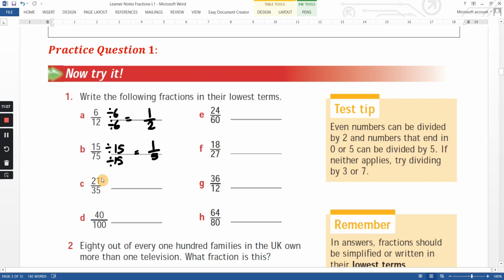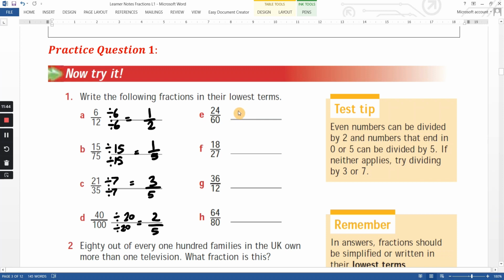Part C, I recognize that both of these are in the 7 times table, so let's use 7. I get 3 for my numerator, 5 for my denominator, so that's my answer for that one. Yeah, can't simplify anymore. D, I'm going to use 20. That's a good one. So I'll get 2 at the top, 5 at the bottom. Yep, 2/5 should be your final answer. Again, you could have done it in stages if you're not sure.